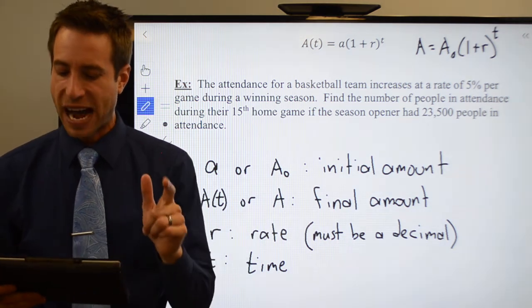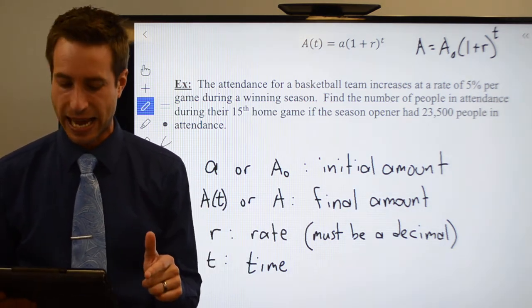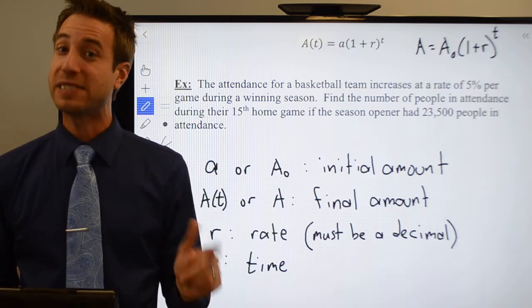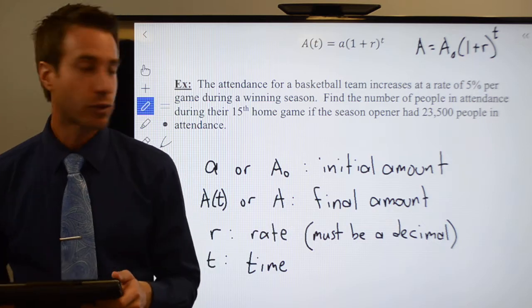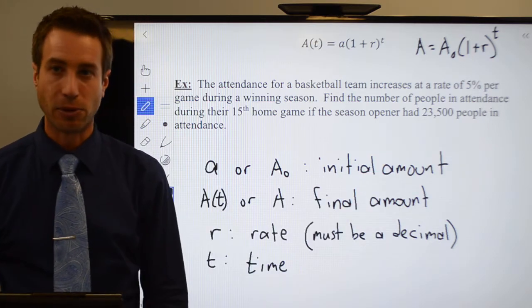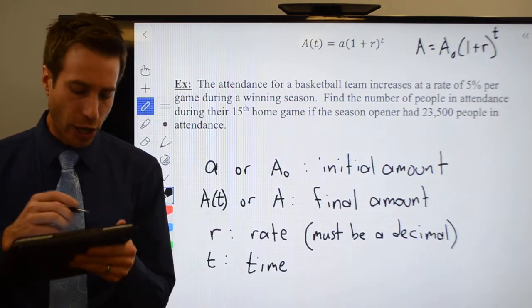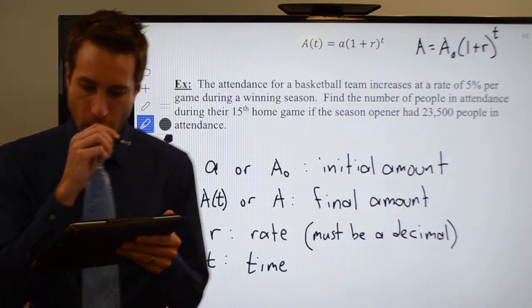What I want you to do is find the number of people in attendance during their 15th home game if the season opener had 23,500 people in attendance. All right, here we go. Let's do a little bit of highlighting real quick.